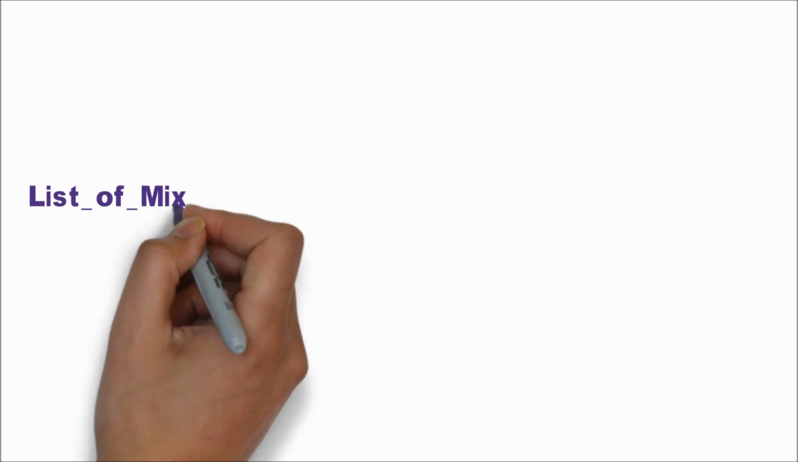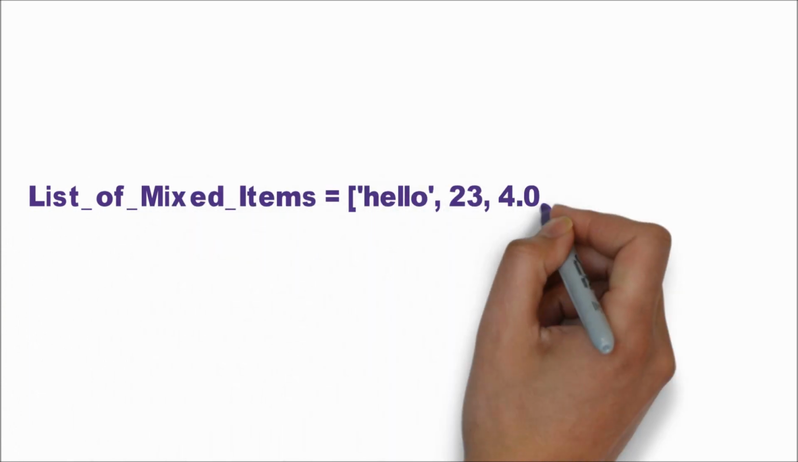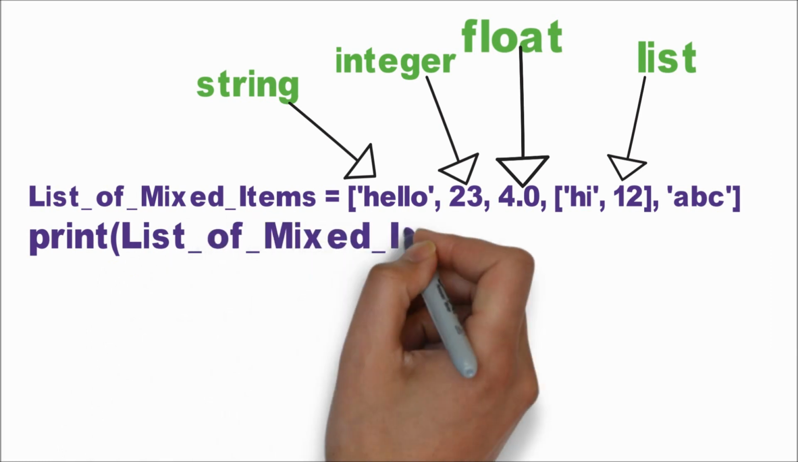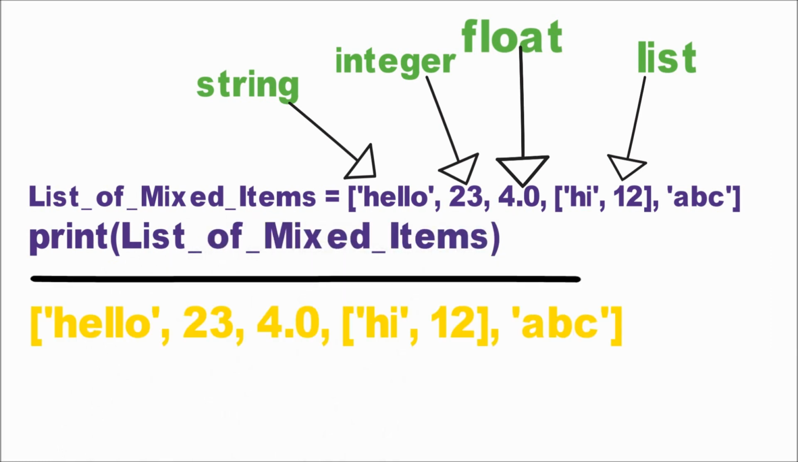And yes, list can also have mixed items like string, integer, float, list, etc., which we can see in this example. List of mixed items equal to hello, 23, 4.0, which is a floating number, and then we have a list hi and 12, and then we have a string abc.